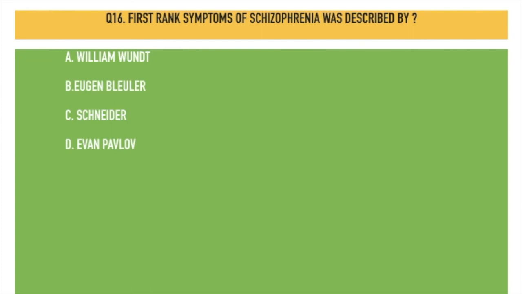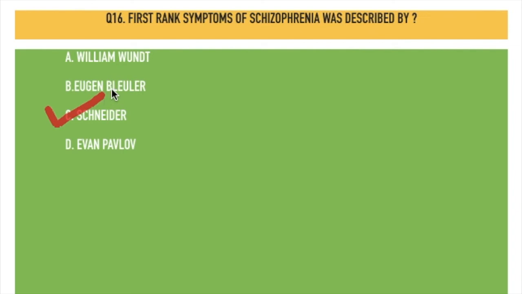Question 16. First rank symptoms of schizophrenia was described by option A, William Wundt, B, Eugene Bleuler, C, Schneider, and D, Ivan Pavlov. The first rank symptoms of schizophrenia, FRSS, is described by option C, Schneider. Schneider described the first rank symptoms of schizophrenia.